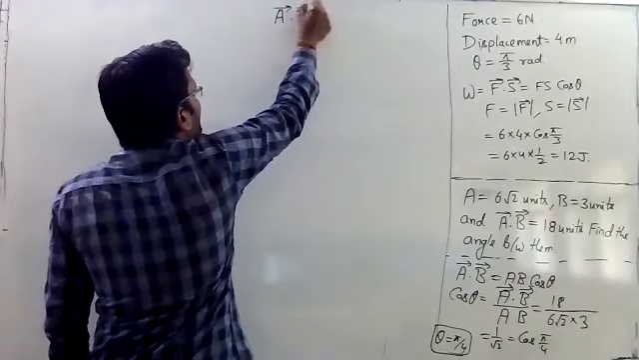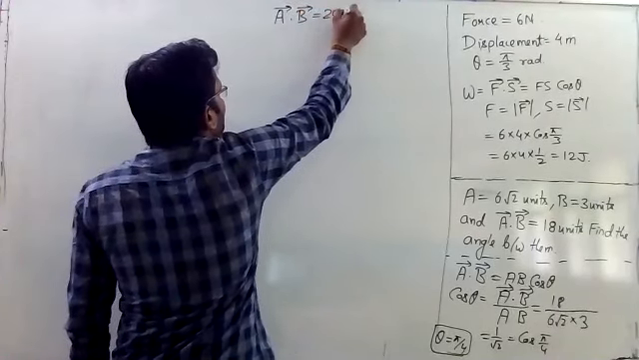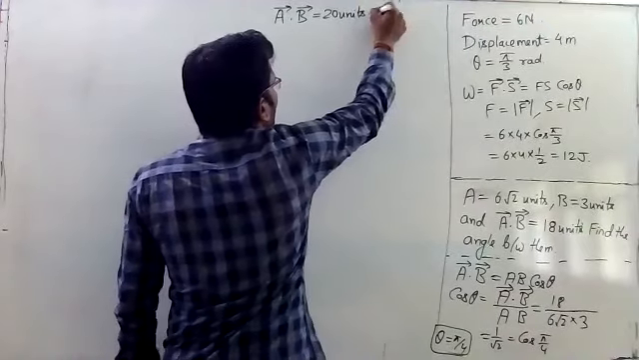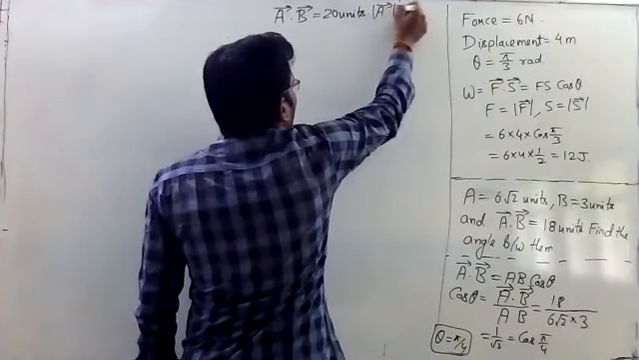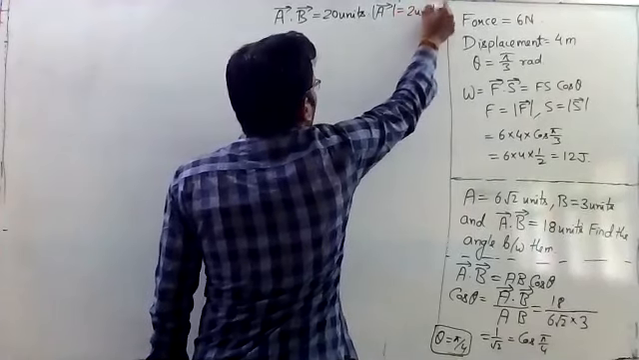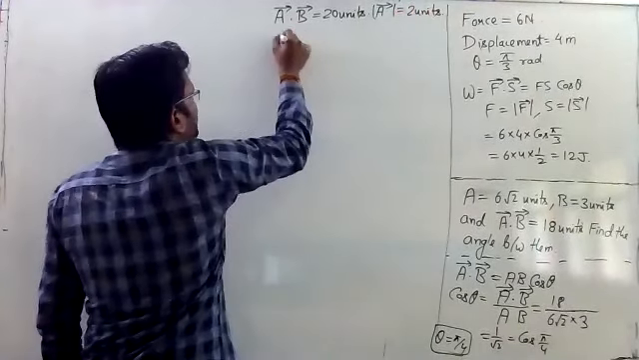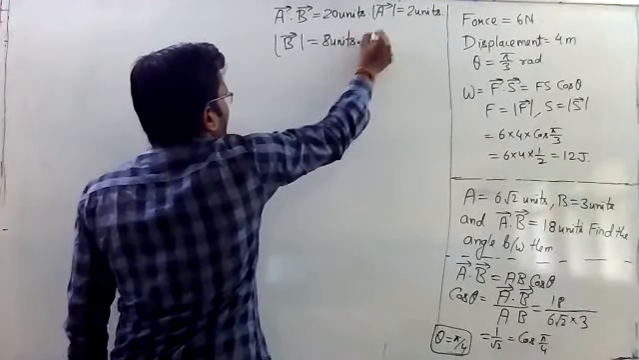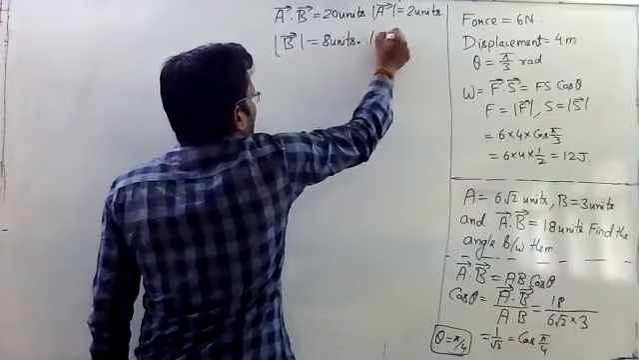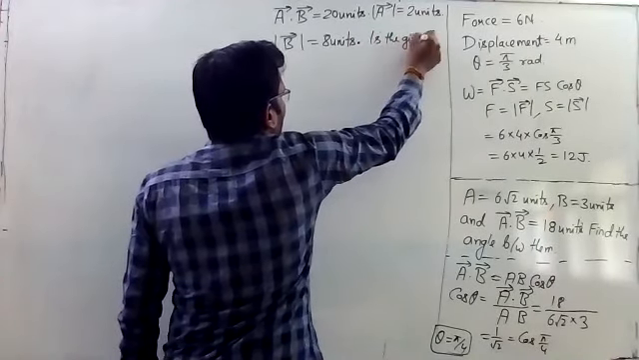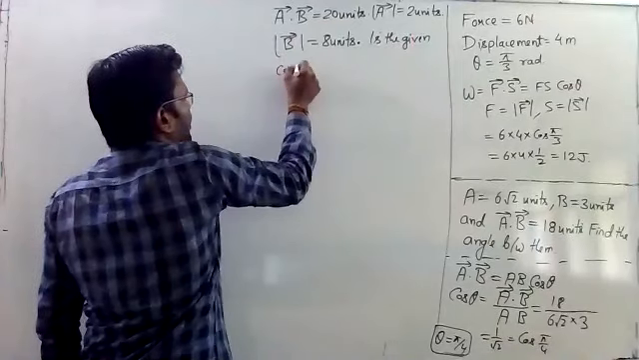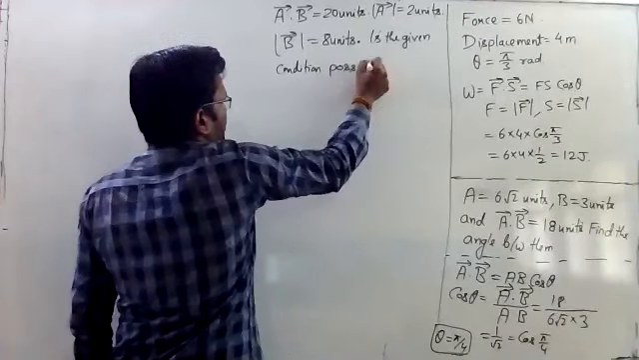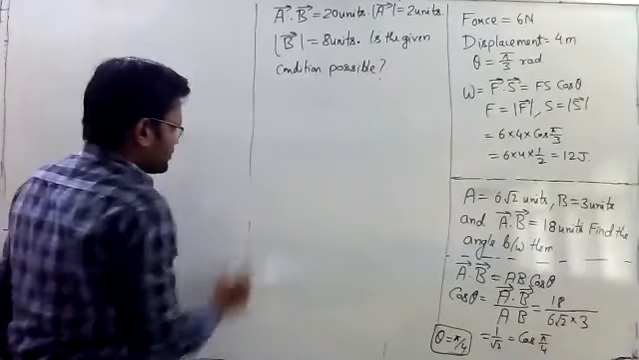A dot B is equal to 20 units. Magnitude of A vector is equal to 2 units. And magnitude of B is equal to 8 units. Is the given condition possible?